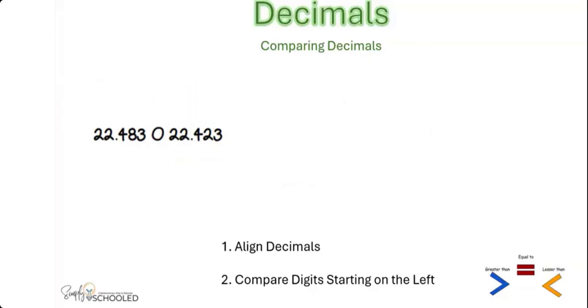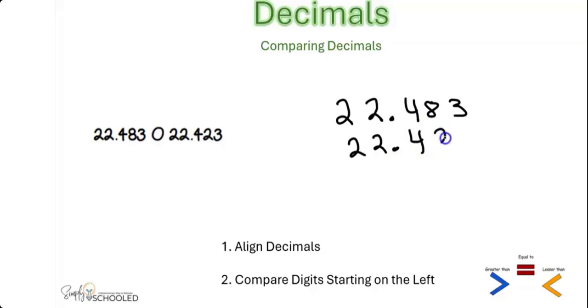Okay, one more really quick. Again, this is an easy concept if you just line everything up. And then we have 22 and 423. Now, notice here, if we start to the left, these are the same, these are the same, these are the same, and these are the same. The only one that's different is right here. But since 8 is larger than 2, then that means that that's the greater number. So again, just line up the decimal points and look at the places starting on the left and move to the right.